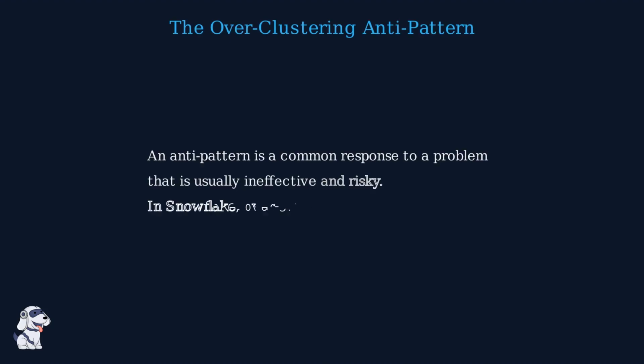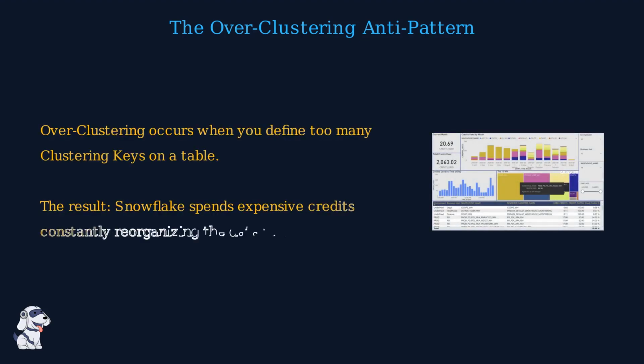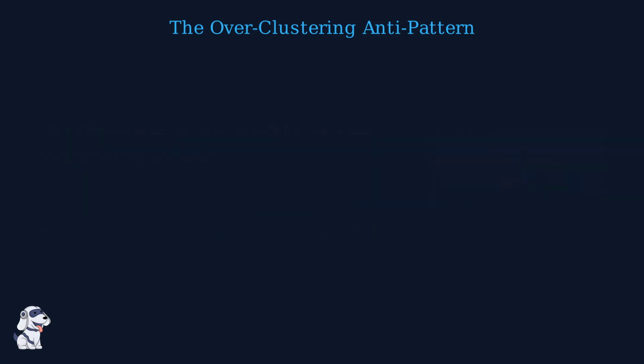Welcome to the anti-pattern warning. An anti-pattern is a common response to a technical problem that is actually ineffective and risky. In Snowflake, the classic example of this is overclustering. Overclustering happens when you define too many clustering keys. You might think you're speeding up queries, but in reality, you're forcing Snowflake to burn expensive credits just to constantly reorganize your data. Look at this dashboard, showing credit spikes from unnecessary background operations.